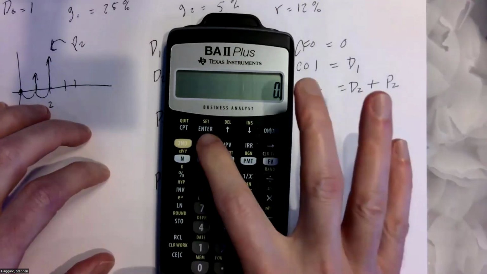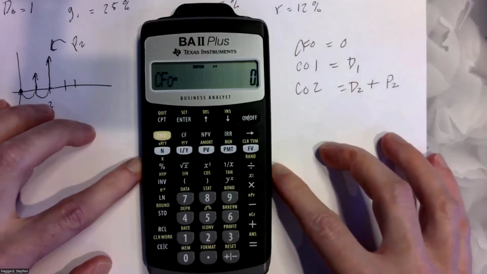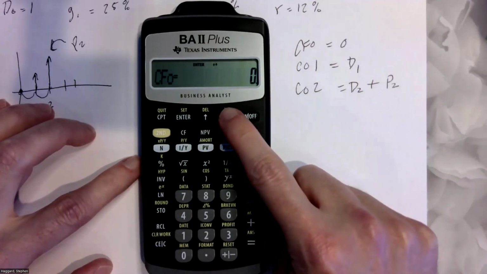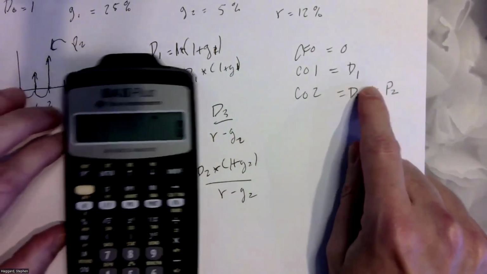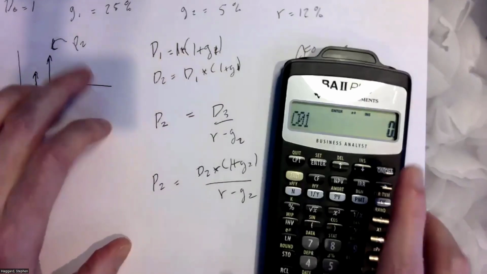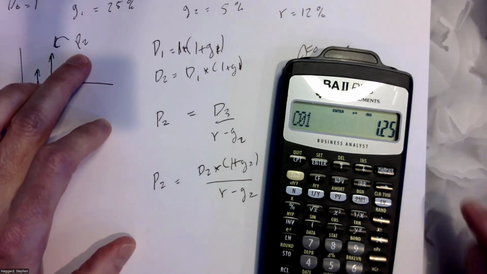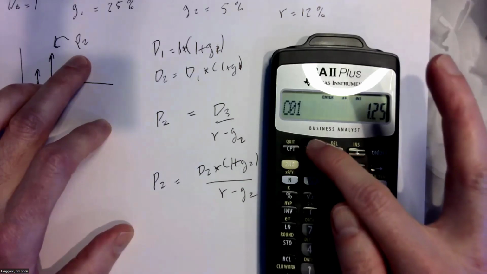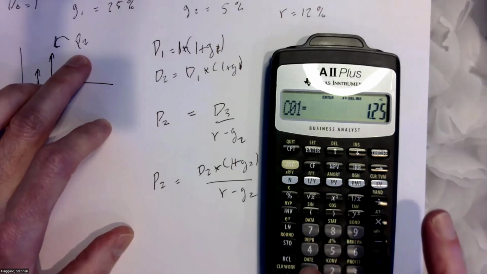And we're going to hit CF, second, clear work. And for CF0, we're going to have 0. Then I'm going to arrow down. C01 is going to be D1. And so what I'm going to do is take 1 times 1.25, which is 1 plus our first growth rate, and that gives me $1.25. And I want to do two things here. First of all, I want to hit enter, and I want to hit store 1.